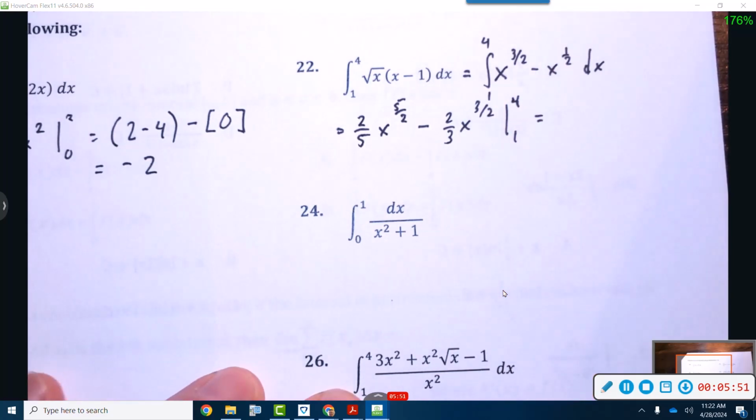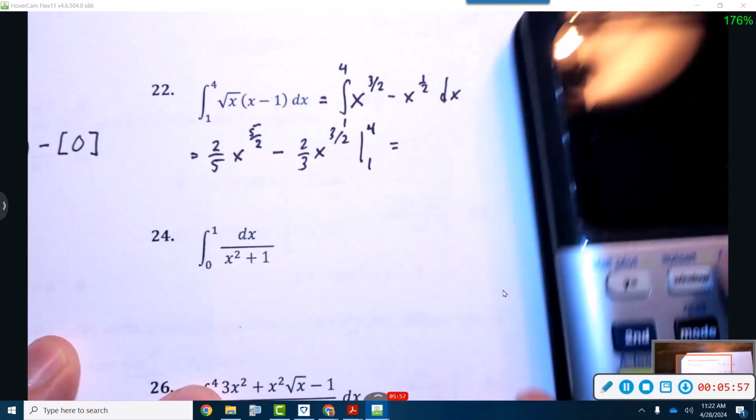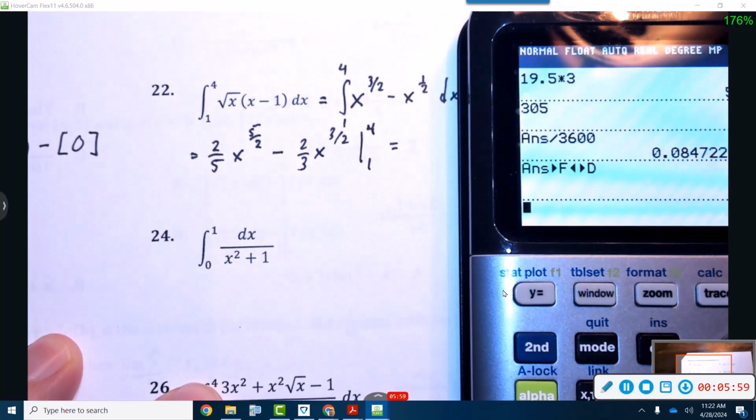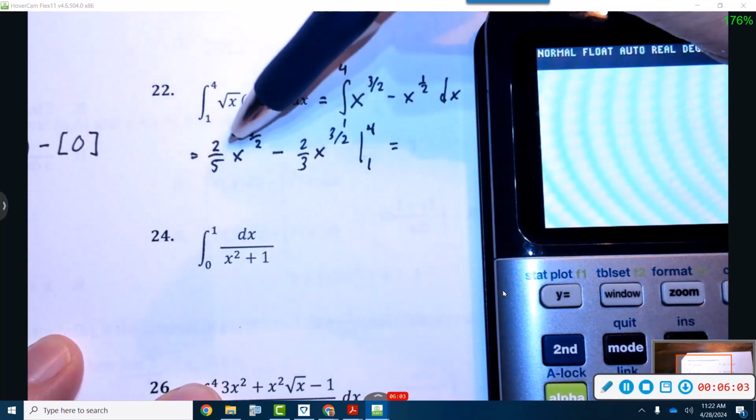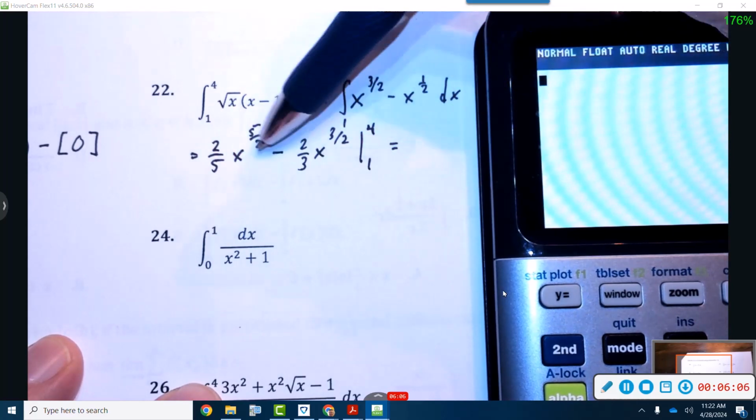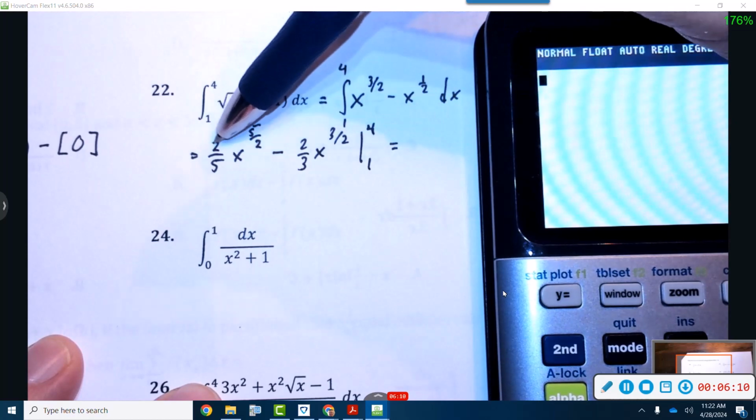Okay, so hopefully this is... I don't like all these fractions, but I am going to be very careful with this. 4 here first. Square root of 4 is 2. 2 to the 5th power is 32. 32 times 2 is 64.